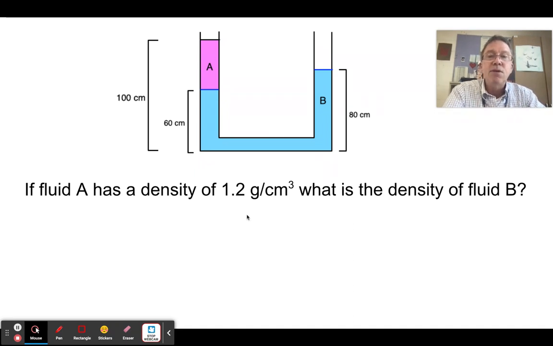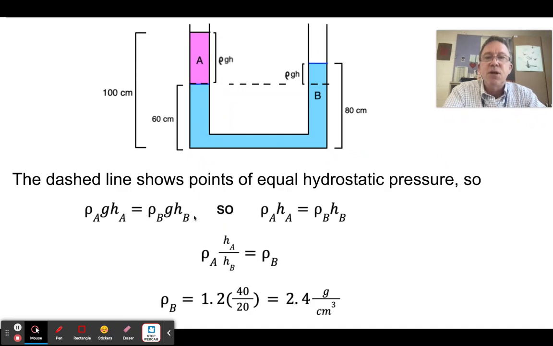All right. So the way we're going to solve this is we're going to say, at this point here, I know that the upward pressure is equal to the downward pressure. So if I can figure out the hydrostatic pressure of this one, it equals the hydrostatic pressure of this one here. So rho gh here is equal to rho gh here. G goes away, so rho A times HA is equal to rho B times HB. Therefore, if I want to solve for the density of B, rho B is equal to rho A times HA over HB.